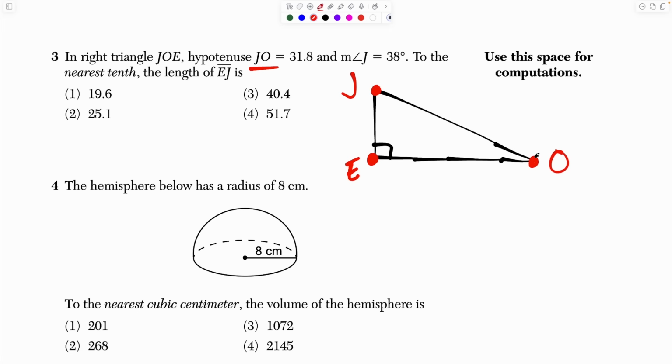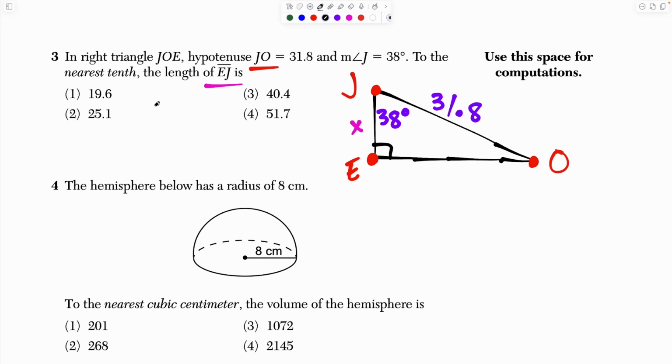I could have put J over here and O over here, because then E will still be in this location here. But this will be enough to help us get to the answer. So now I'm going to label the side JO as 31.8 units long. And the measure of angle J, I'll put 38 degrees. And our goal here is to find, to the nearest tenth, the length of EJ. Okay, so EJ is over here.